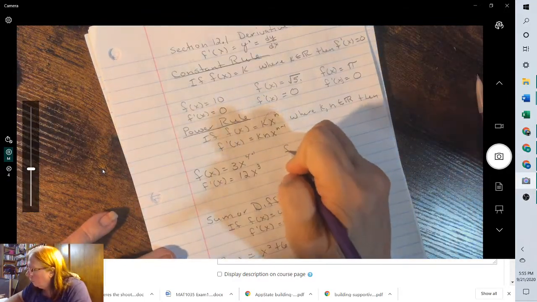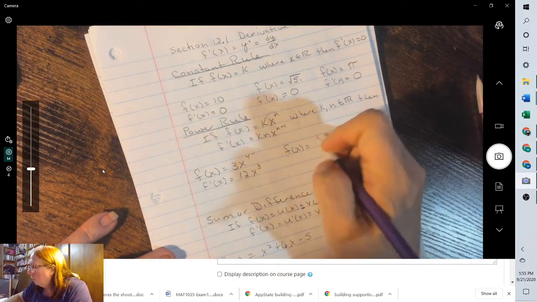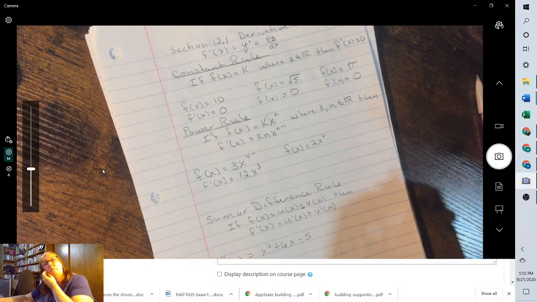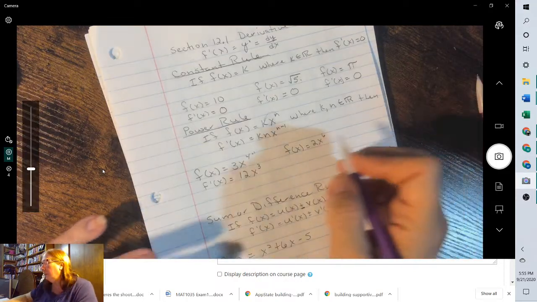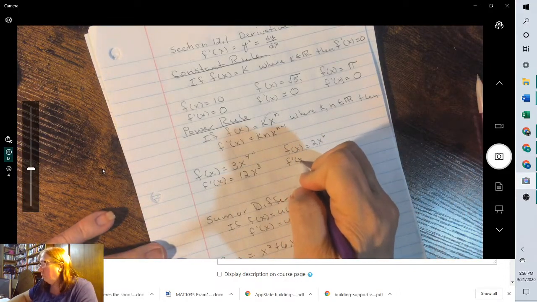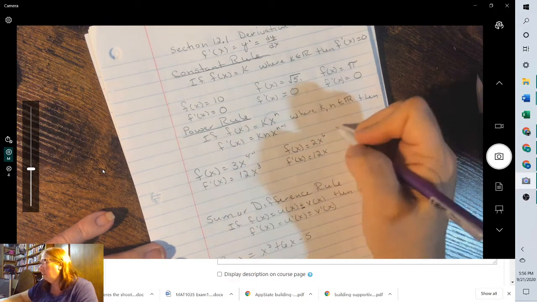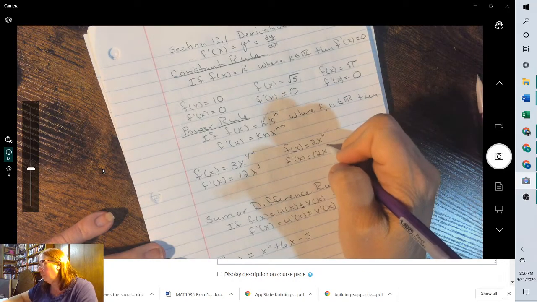Try another one. So we have 2x to the 6th. When we take the derivative, 6 times 2 is 12x. Subtracting 1 from your exponent, 12x to the 5th.